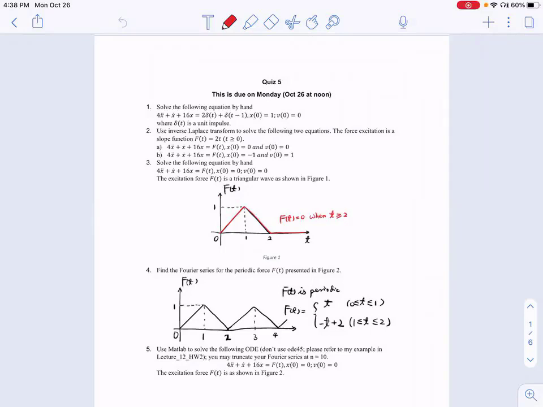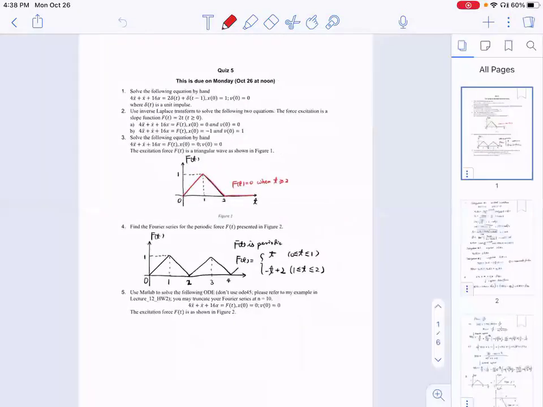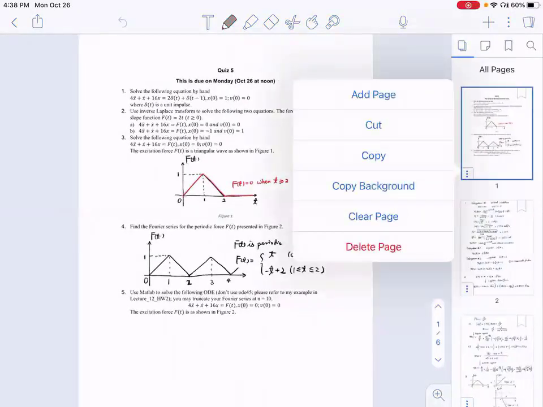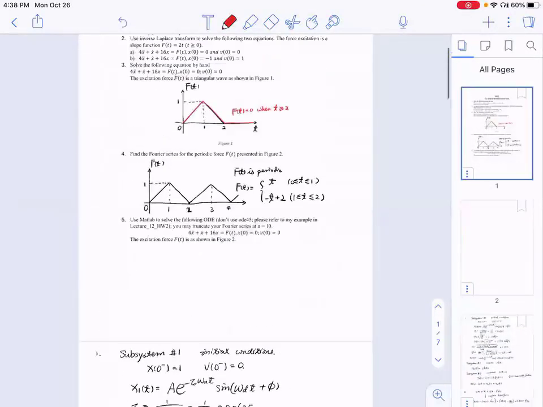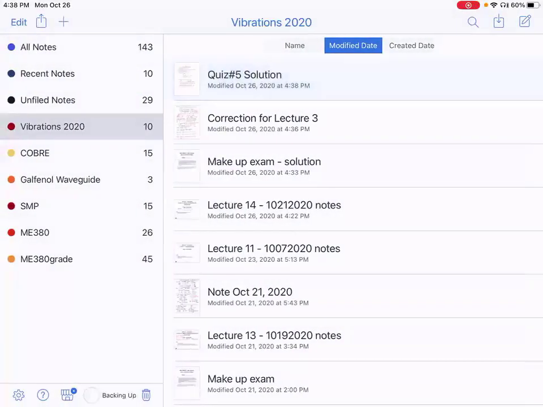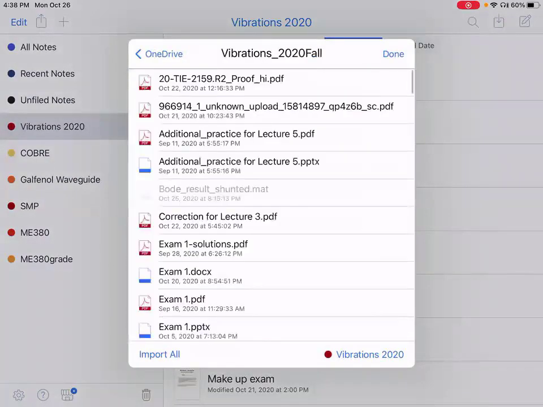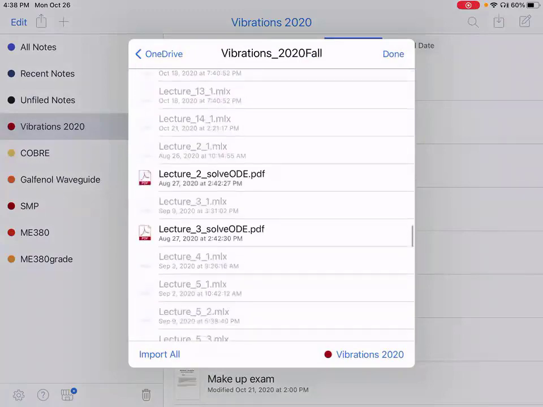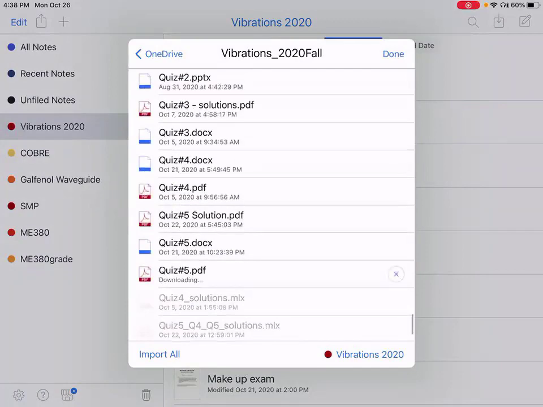So let's go over these problems one by one. Let's create, all right, let's see how to do it. Let's insert another page. That's weird. Quiz number 5.